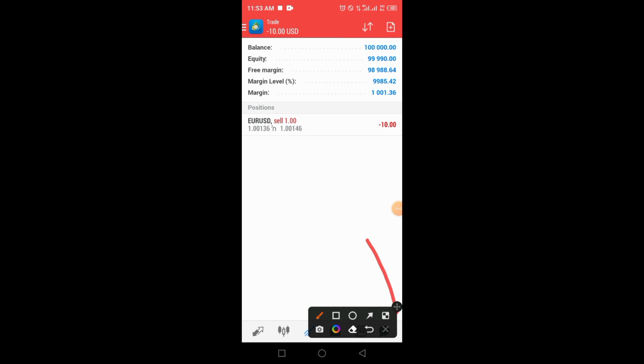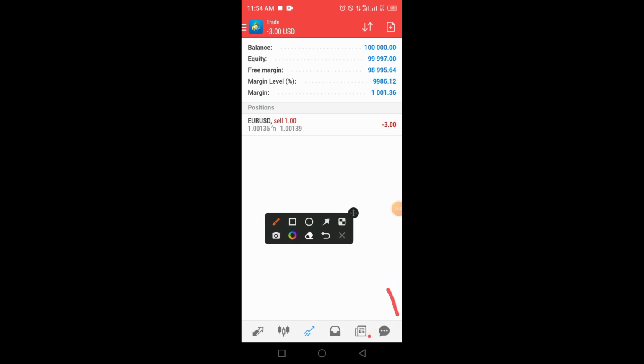We are on the trade feature now, guys. Here is the trade feature, and then it displays the trade. Okay, it displayed the trade. Currently you can see how I sold euro US dollar. That means I want euro US dollar to drop. Once it drops, I will make profit.